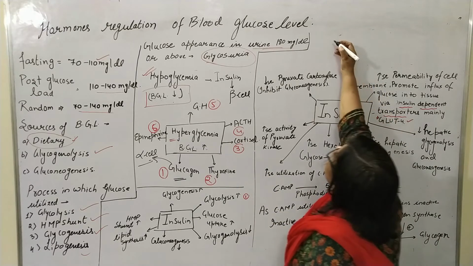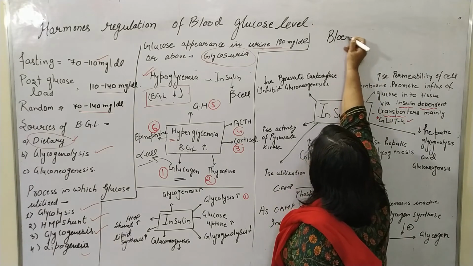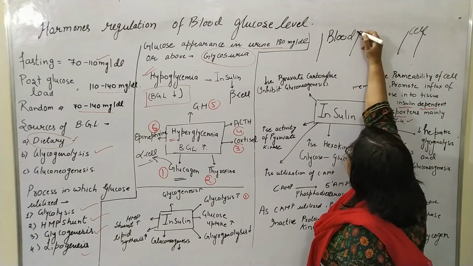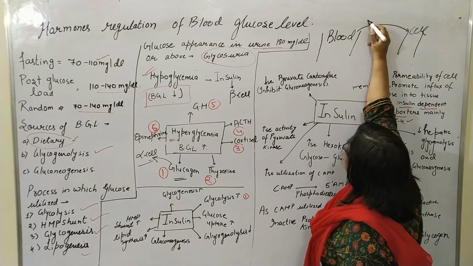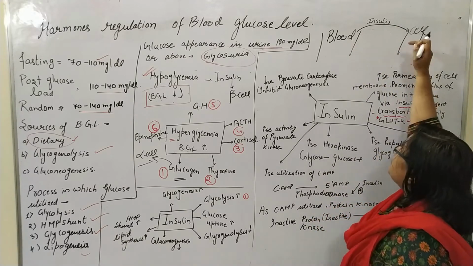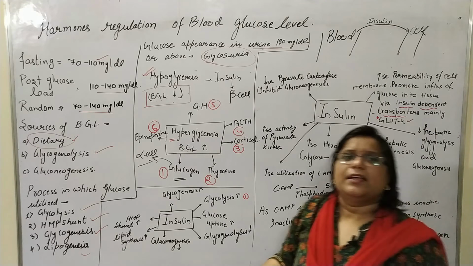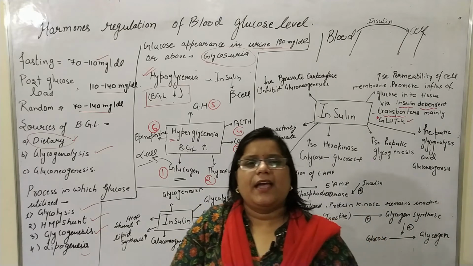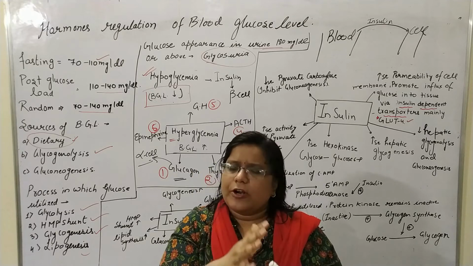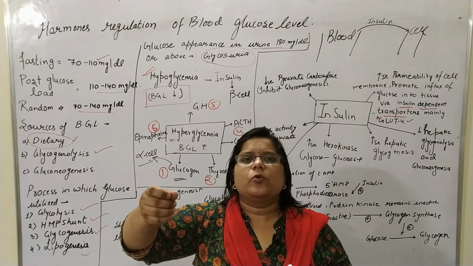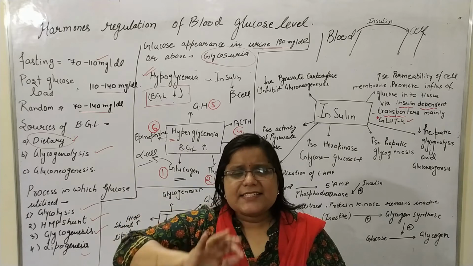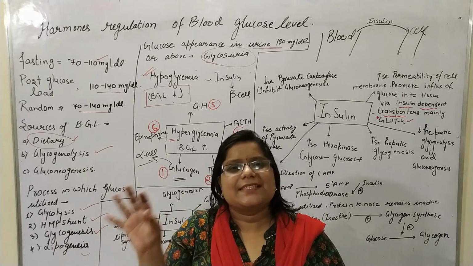What insulin is doing, just see the process. This is the blood and this is the cell. Insulin will take the glucose from the blood and take it into the cell. Insulin has the gate pass for the glucose. It takes the glucose with its hand and easily pushes it into the cell.